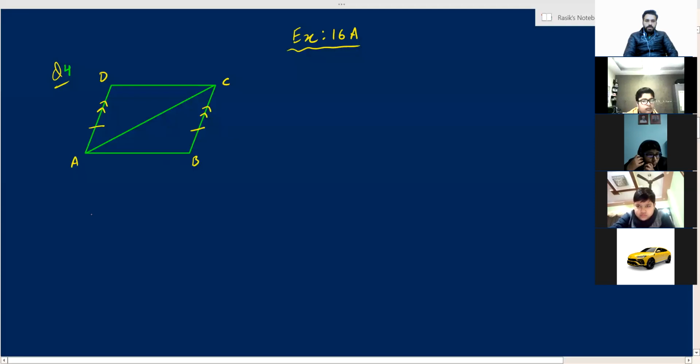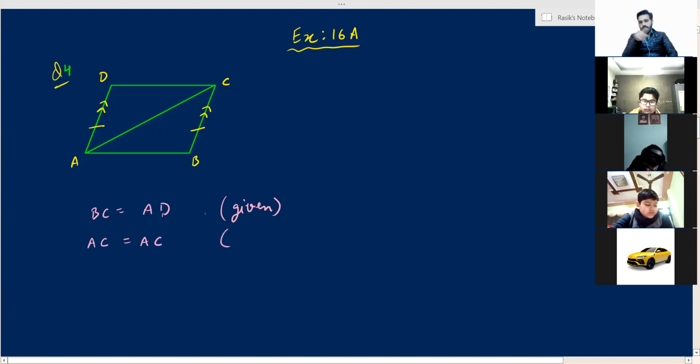First of all, it is given that BC is equal to AD. This is given. You can write in the bracket: given. We are writing the reasons for all the proofs that we are giving. Second thing, the side AC is common in both the triangles. AC is equal to AC because the same side is there in both the triangles.